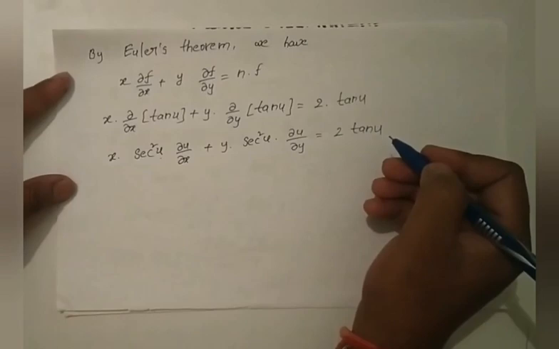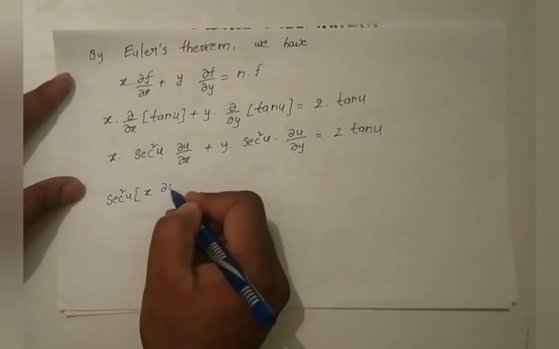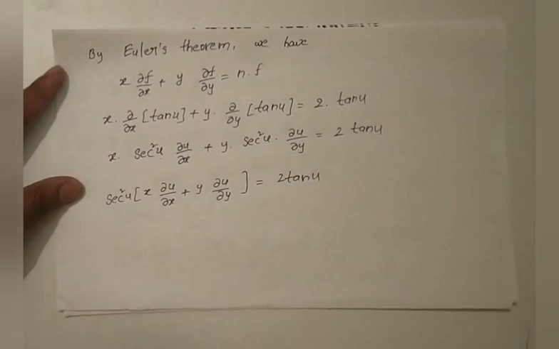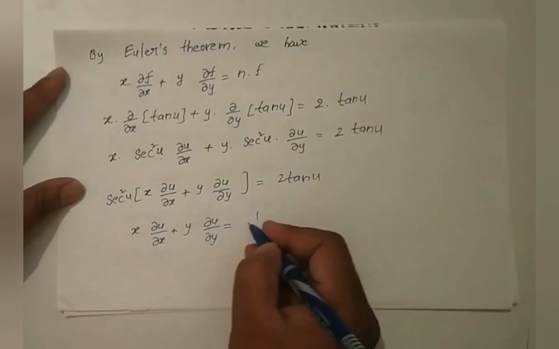Now, by taking secant square u as a common factor on the left hand side, we get secant square u into (x ∂u/∂x + y ∂u/∂y) is equal to 2 tan u. Therefore x ∂u/∂x + y ∂u/∂y is equal to 1 by secant square u into 2 tan u.